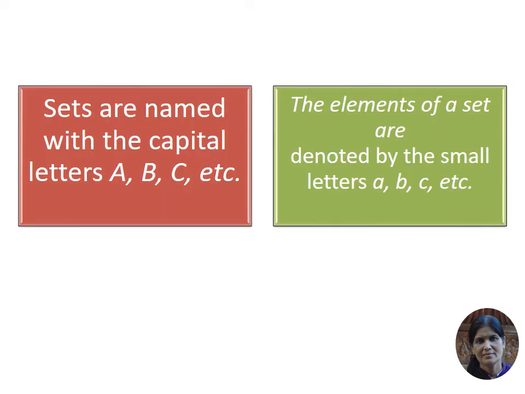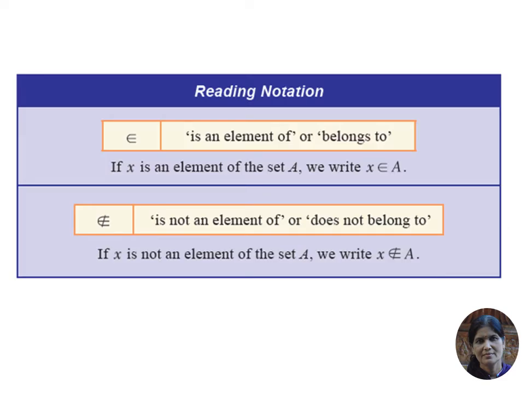Sets are named with capital letters A, B, C, etc., whereas the elements of a set are denoted by small letters a, b, c. Reading notation: belongs to means is an element of. If x is an element of set A, we write x belongs to A. And if x is not an element of set A, we write x does not belong to A.